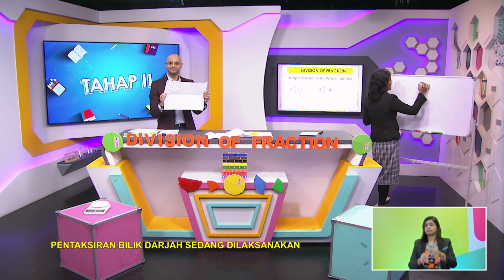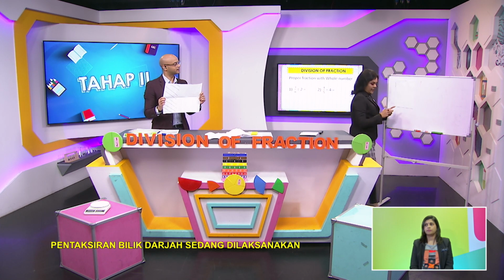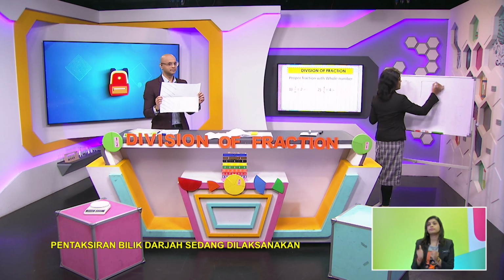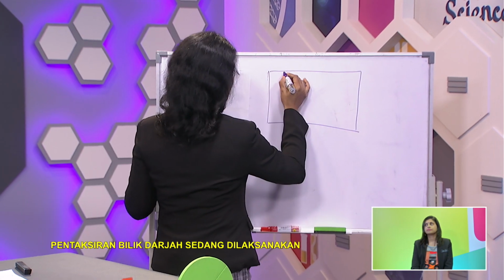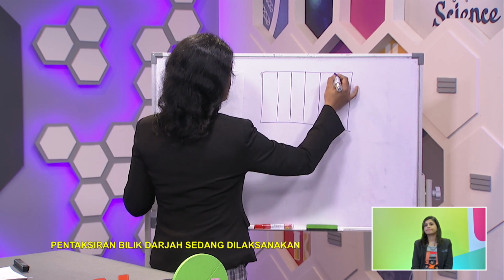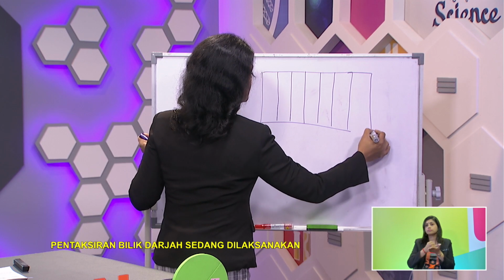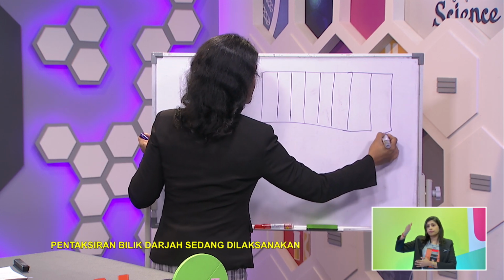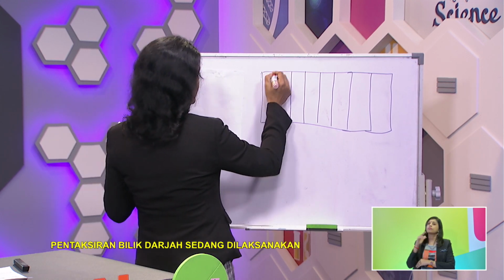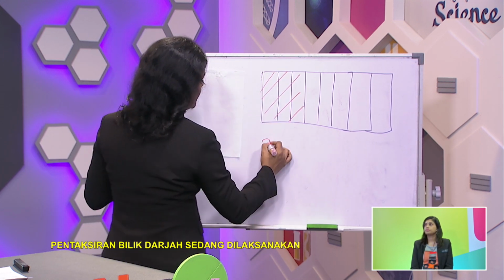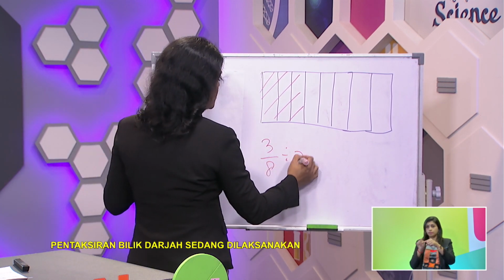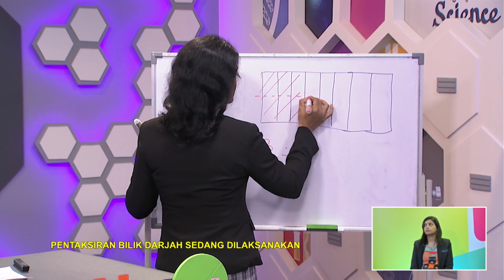Just now, I asked Shan to draw 8 equal parts, right? Yes. Okay. Let me draw. 7 and 8. Make sure the parts should be equal, right? Yes. And then we color for 3. So that means 3 over 8. This is the diagram for 3 over 8. And then we have to divide it by 2. So what we do here, we cut it into half parts.